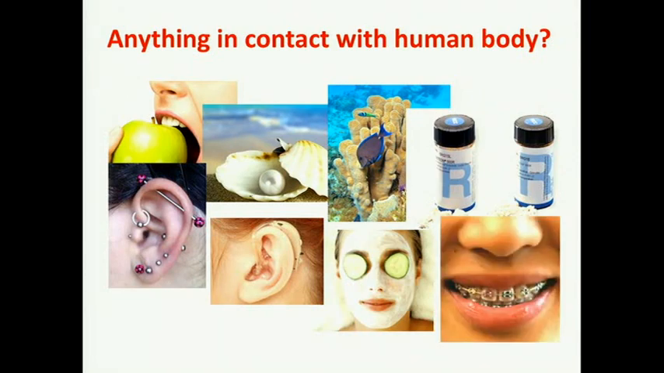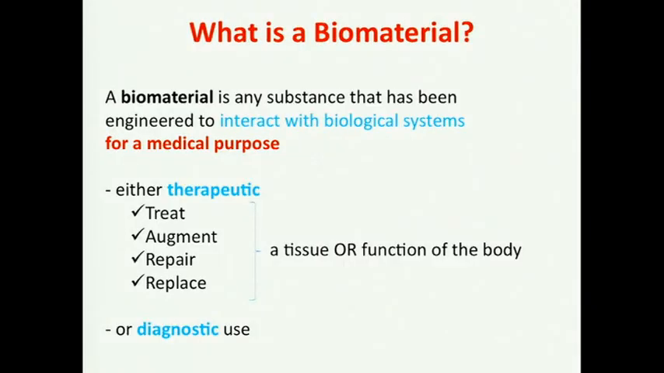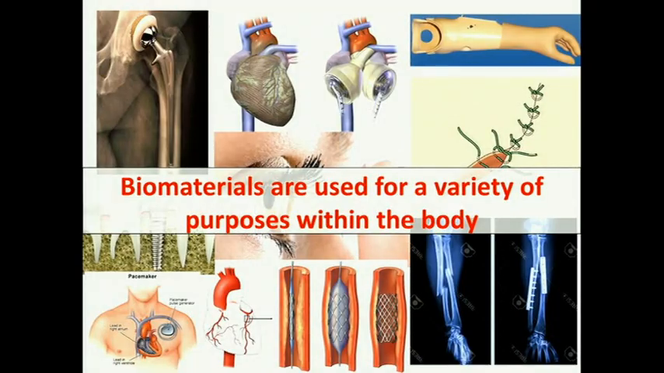So it's important to define what's the difference between this metal in contact with our ear or this metal in contact with our teeth, because one is a biomaterial and one is not. So what makes this difference? To define exactly what a biomaterial is, a biomaterial is a substance that has been engineered to interact with biological systems for a medical purpose. This is very important for our definition, either for a therapeutic or diagnostic use, to treat, augment, replace, repair tissues or functions of our body.